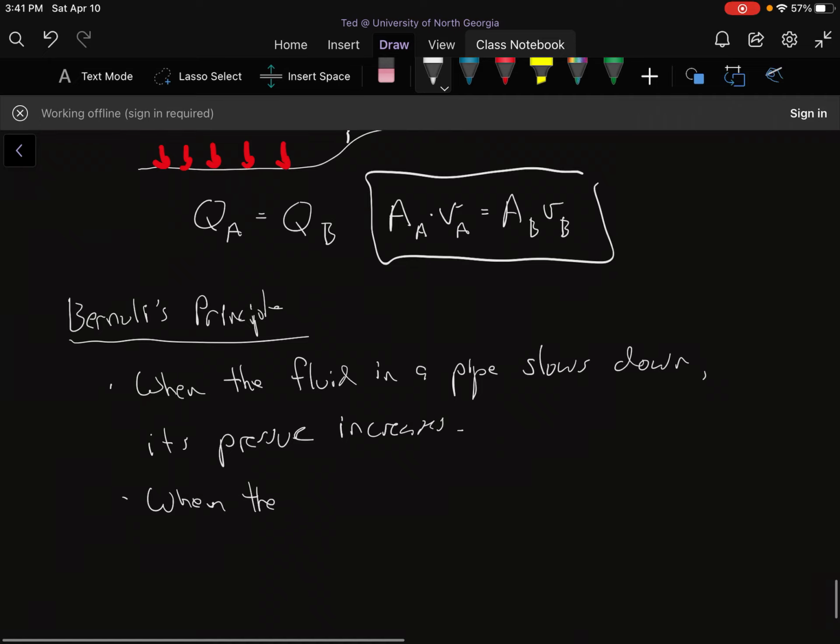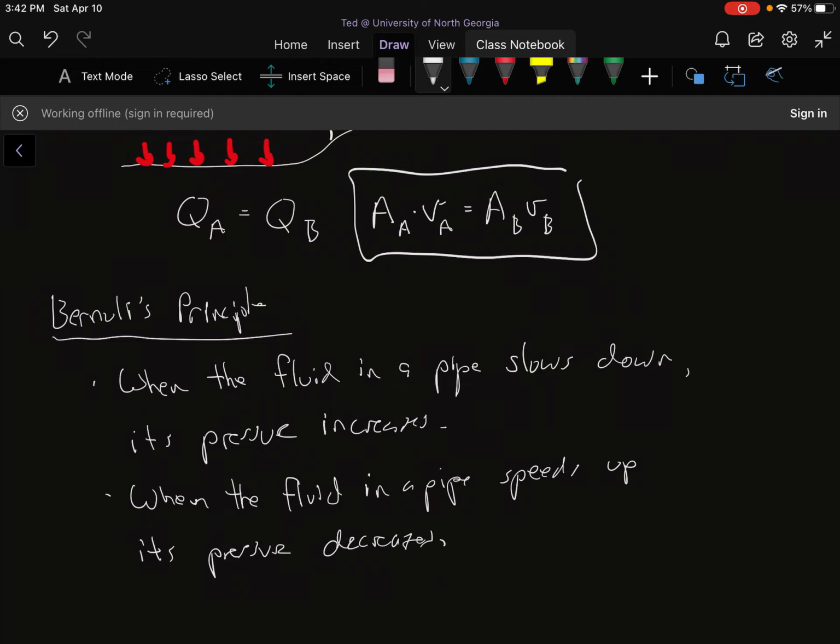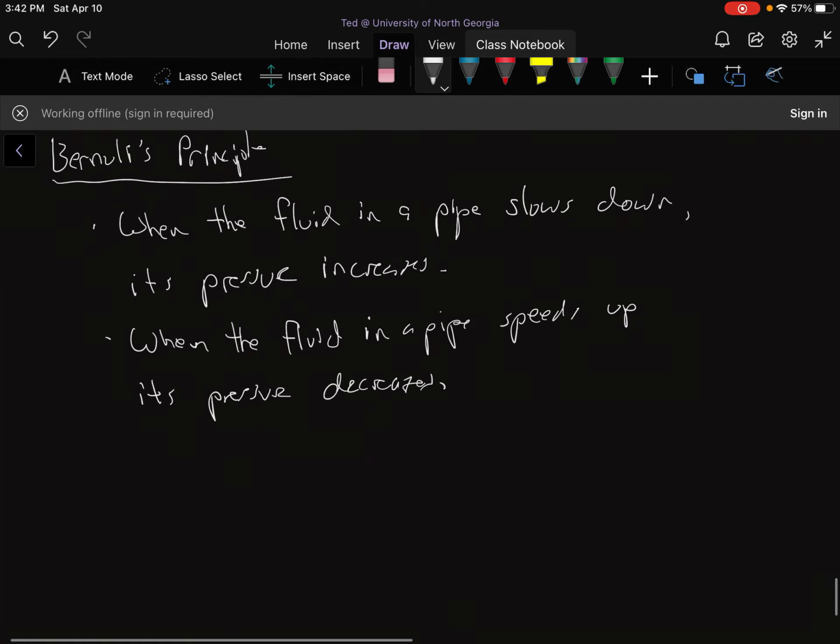When the fluid in a pipe speeds up, its pressure decreases. That is the Bernoulli principle.